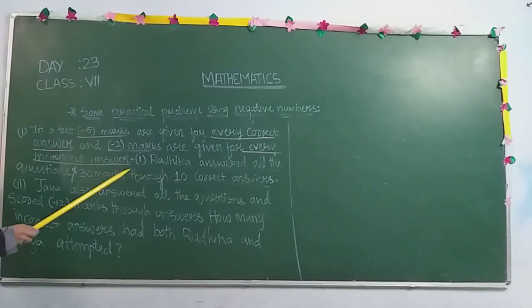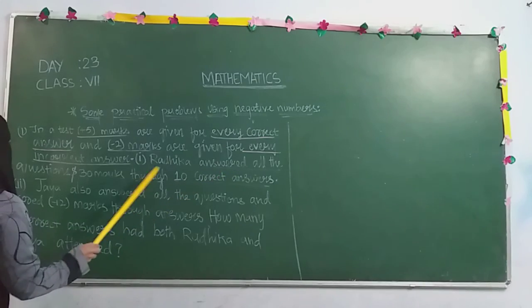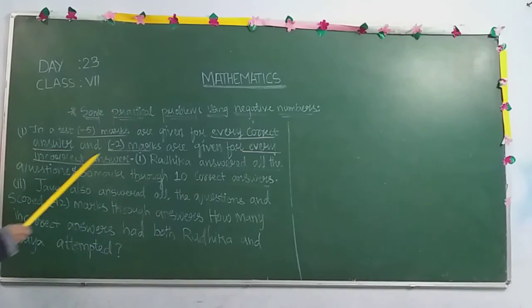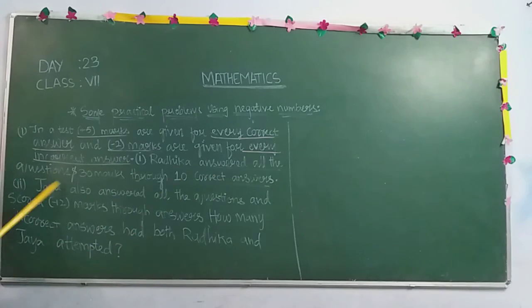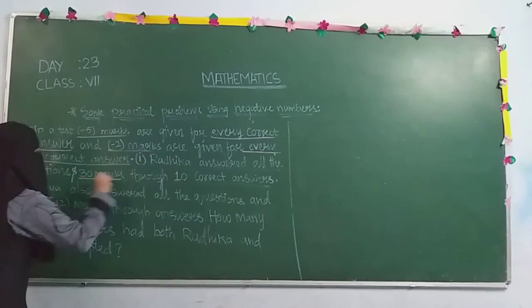So first thing, Radhika answered all the questions. We don't know how many questions were there, but she has attempted all the questions. It can be 20, it can be 10, it can be 30, it can be 40. We don't know how many questions were there. Just it is given that Radhika answered all the questions and she has scored 30 marks. Okay, how many marks has she scored? 30 marks. How has she scored 30 marks?